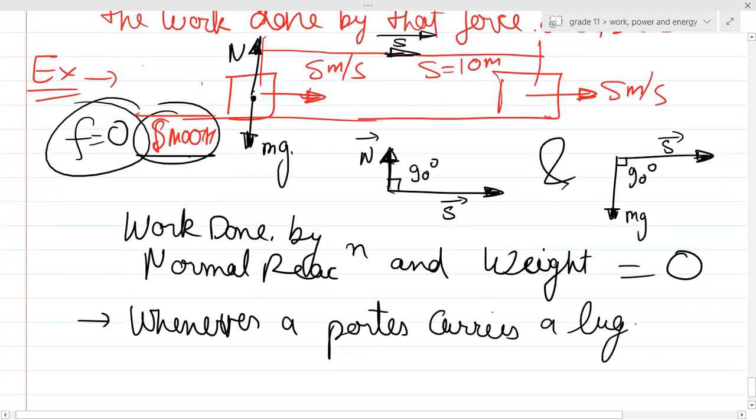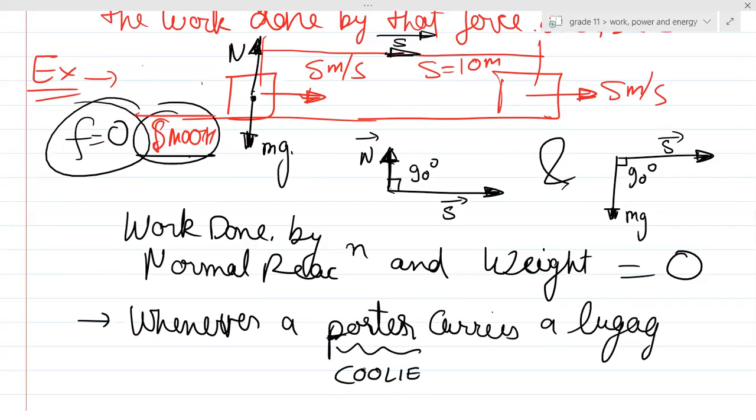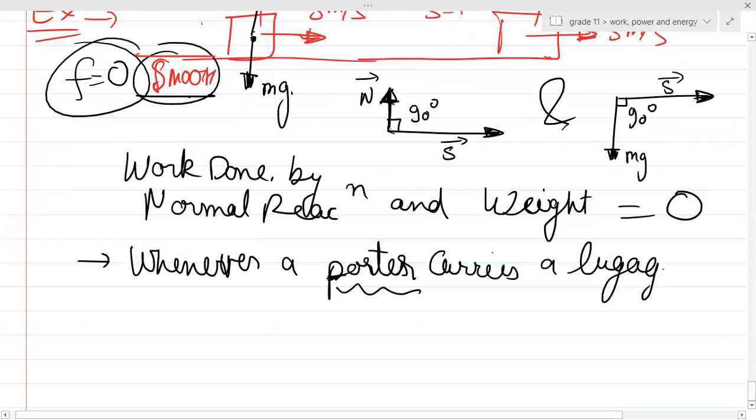Sir, what did you write? Porter. Coolie. India में होता है ना coolie. Sir, who is a coolie? The guy who carries your luggage on railway stations and all.